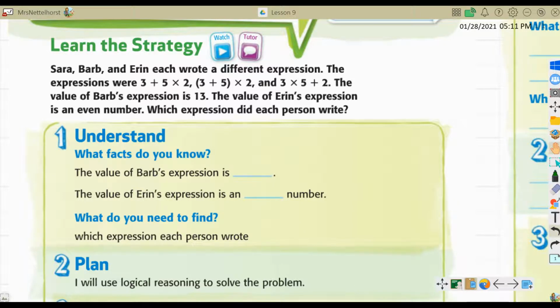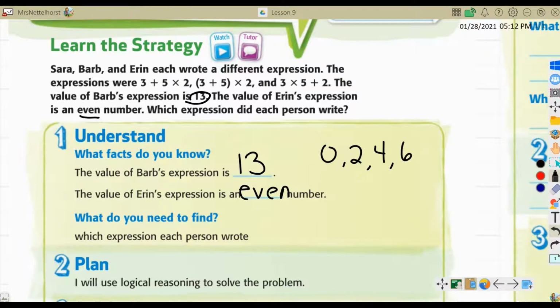Okay, so first of all, we're going to understand what we need to do. So what facts do we know? We know the value of Barb's expression is 13. It's right there. So I'm going to write 13 here. The value of Aaron's expression is an even number. Now, just to review, even numbers are any numbers that end in 0, 2, 4, 6, or 8, because those numbers can be divided evenly between two groups.